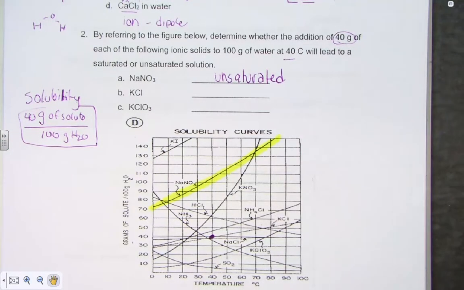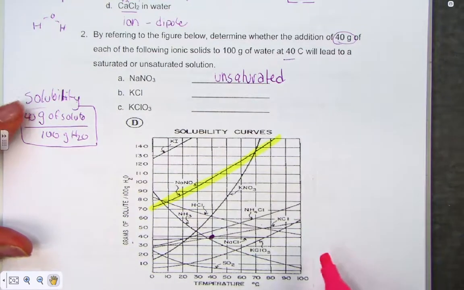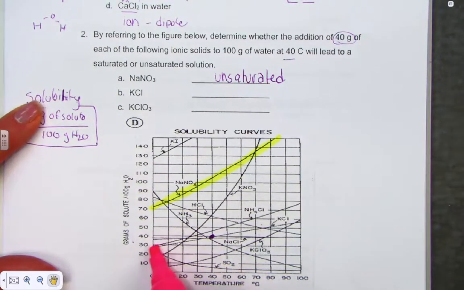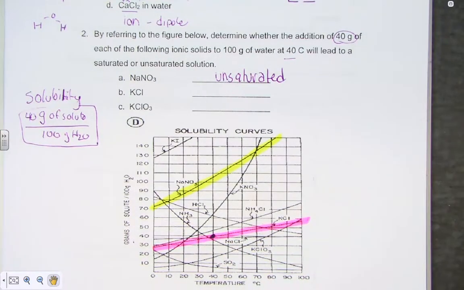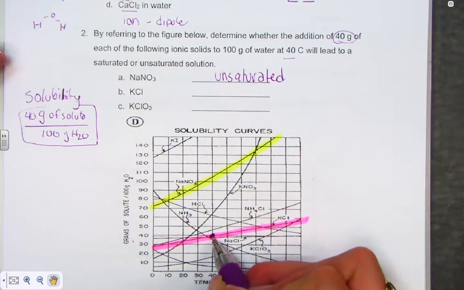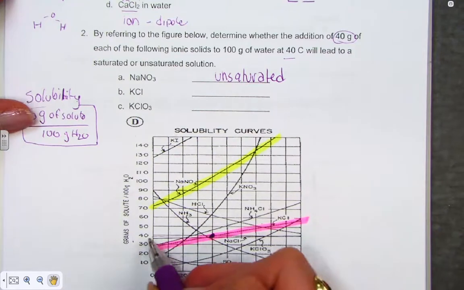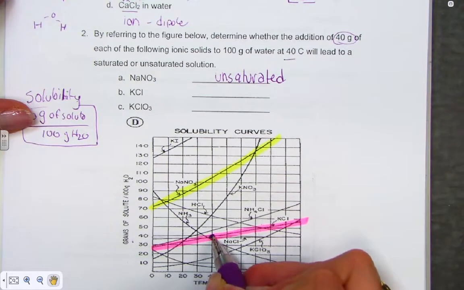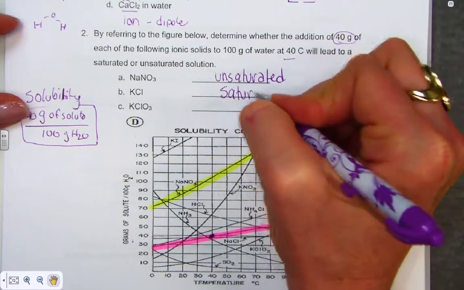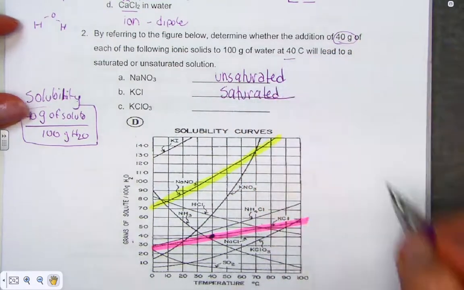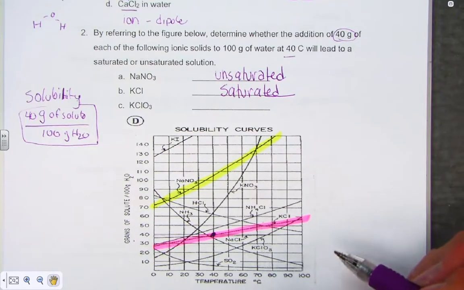Let's find the KCl line, potassium chloride. Help me find it. Oh, right here. There's the KCl line. It actually looks like that dot is falling directly on the line. I mean, it's got to be a close guess. So 40 and 40 actually puts me on the line. That is the direct point of saturation. That solution would be saturated. It's holding all it possibly can.